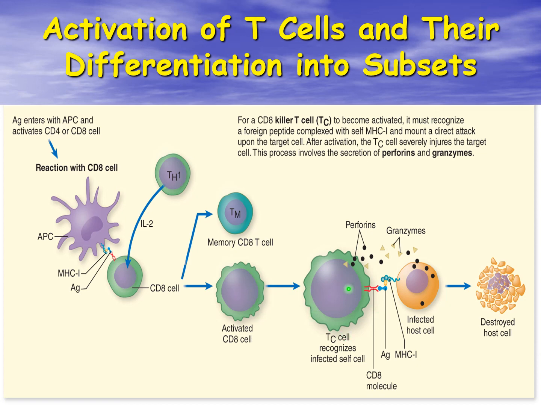cytotoxic T cells. When the T cell receptor recognizes the antigen on, let's say, this infected host cell, it will bind to that cell and release a couple of products. One of these will be perforins. Perforins will actually punch holes in the cell membrane of the infected host cell attached to the cytotoxic T cell. It also will produce granzymes that will enter through those perforations and actually destroy this infected host cell.